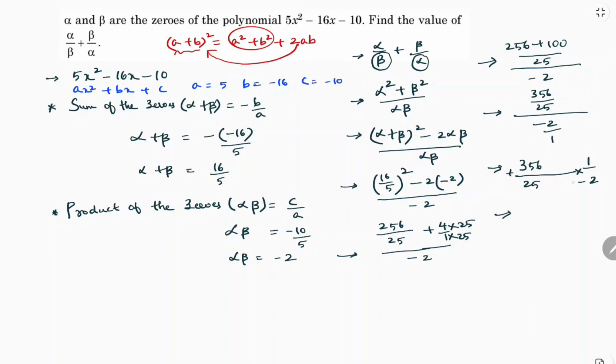Here it is plus, this is minus, plus into minus is minus. 2 times 1 is 2, 1 will be left, 2 times 7 is 14, 8. 178 upon 25. So the answer is −178 upon 25.